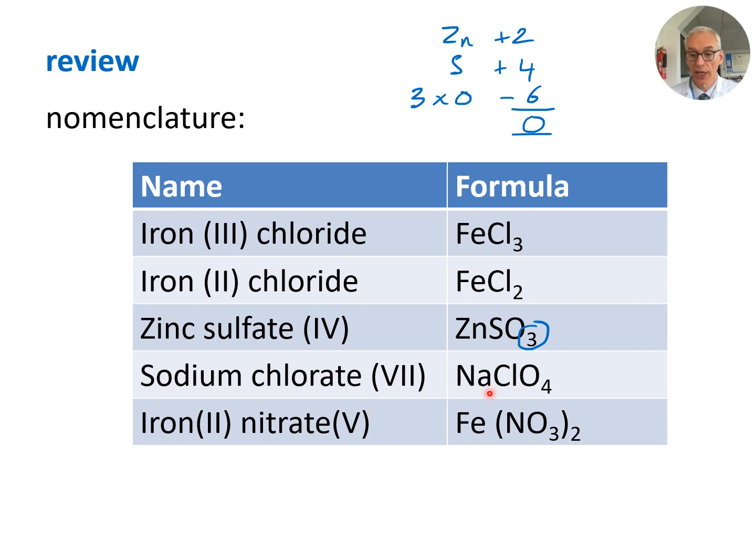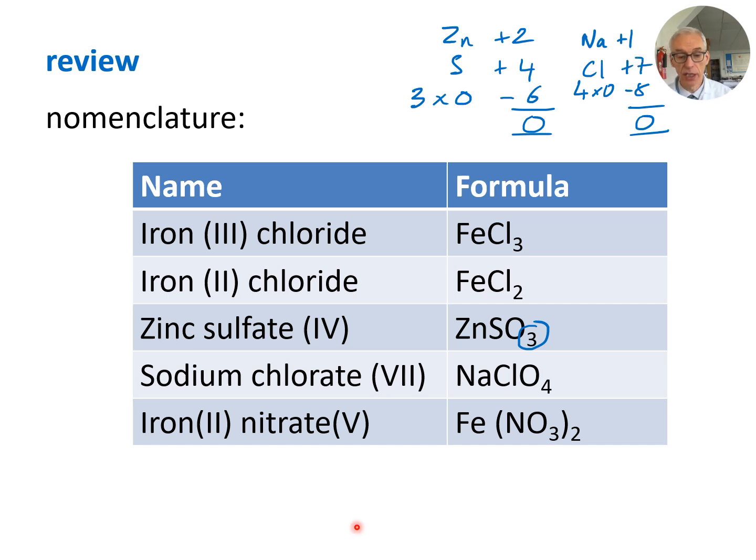Let's move on to NaClO4. That's sodium chlorate 7. We need to know the oxidation number of chlorine. Sodium's always +1. Oxygen is always -2. Chlorine is the only element whose oxidation number will vary. So here it's +7. How is that achieved? Let's have a quick look at that. Sodium is +1. We've got 4 oxygens, so that will come to -8. All the oxidation numbers must sum to 0, so chlorine must be +7.